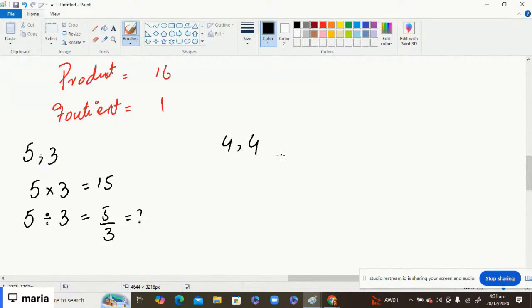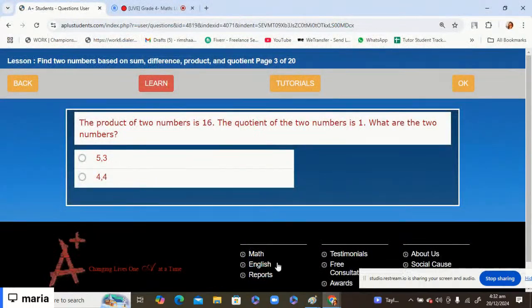Then 4 and 4. 4 times 4. 4 divided by 4. 4 times 4 is 16. This is the same and here is 1. So which answer is the same as your question? When you divide it, you get the answer 1, and when you multiply it, you get the answer 16. So 4 and 4 is the right answer. So we go with the 4 and 4. Okay.